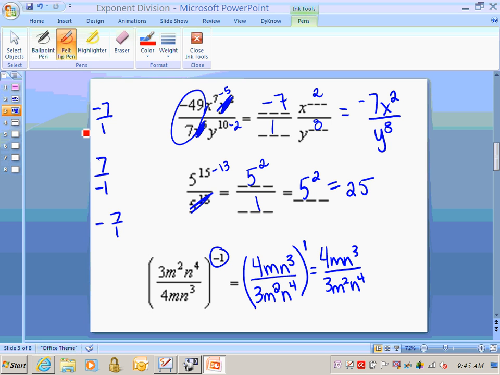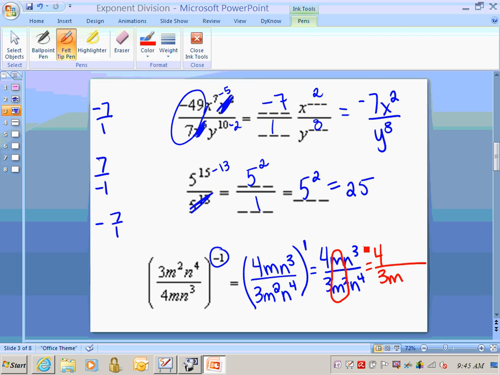Does the 4 over 3 reduce? No, so I've got 4 over 3 still. But look, I've got common variables. I've got m over m squared. So how many reduce from the top? 1. How many are left on the bottom? So I've got an m on the bottom.